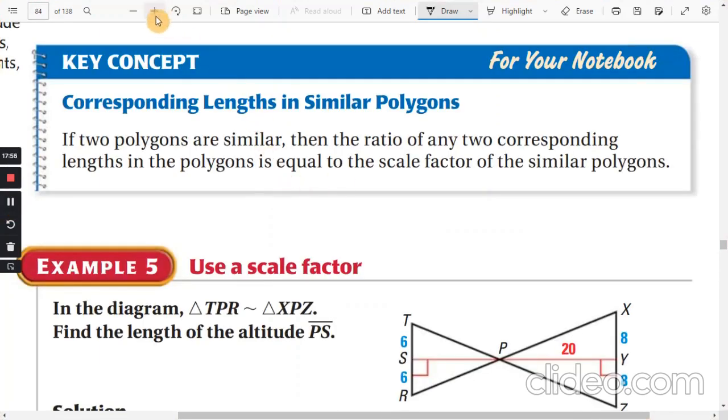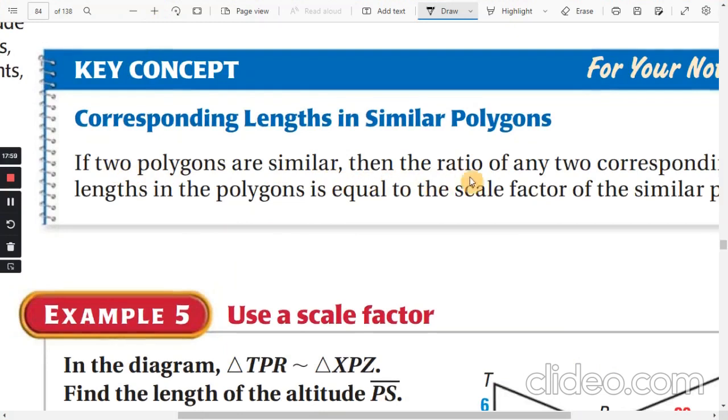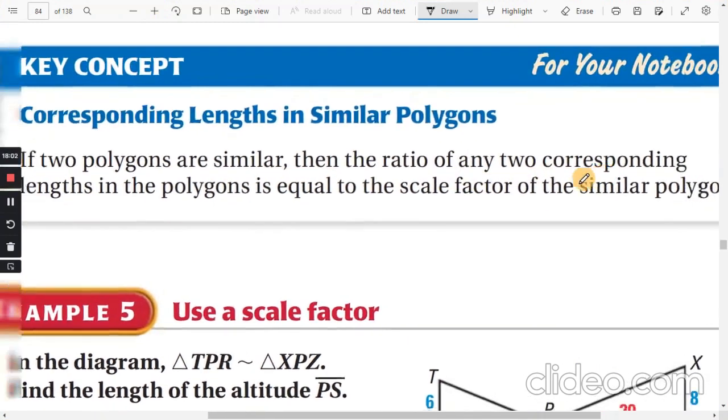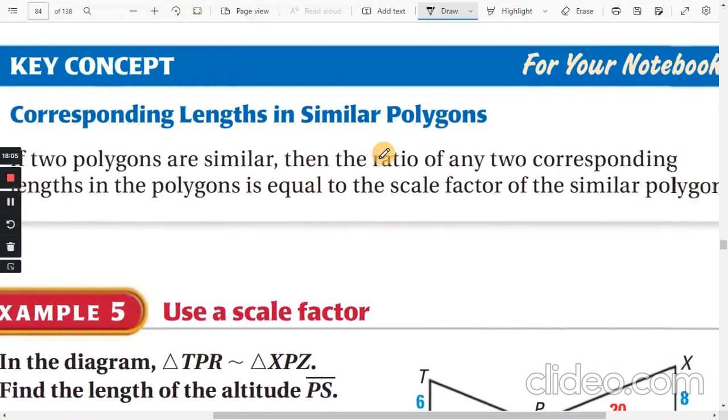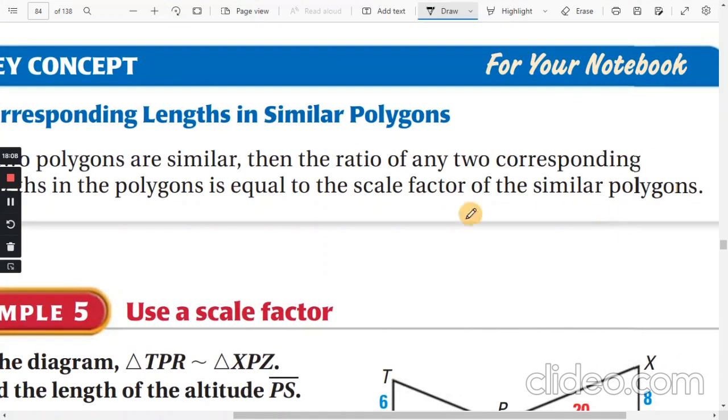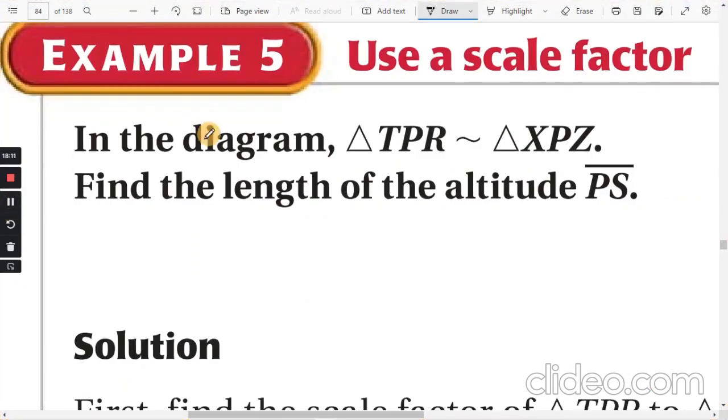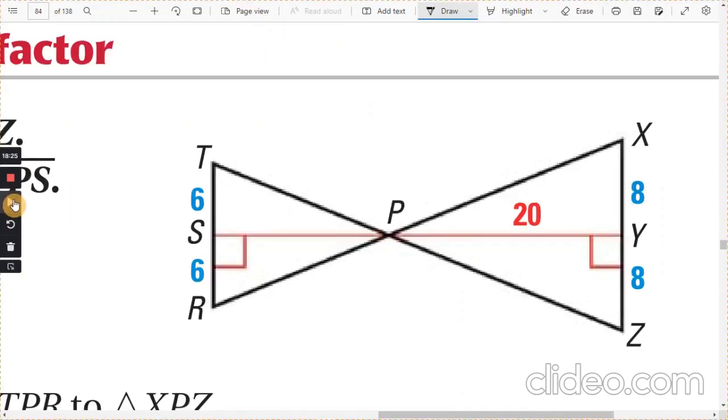Here it says, if two polygons are similar, then the ratio of any two corresponding lengths in the polygon is equal to the scale factor of the similar polygons. By the way, a triangle is considered a polygon. So example 5: in the diagram, triangle TPR is similar to triangle XPZ. Find the length of the altitude PS. Let's take a look. They give us one pair of side lengths here, and then they give us one altitude, and we're looking to find the length of this altitude right here. I'm just going to call it X.